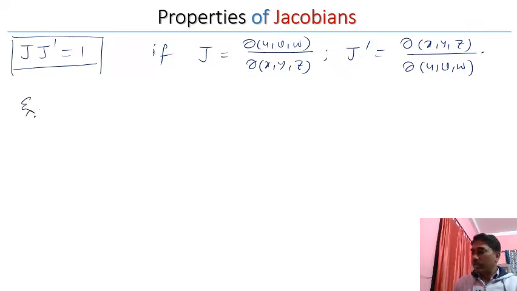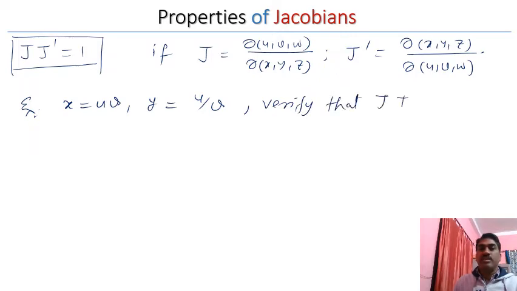Example. Let x be equal to uv and y be equal to u plus v. Verify that JJ dash is equal to 1.